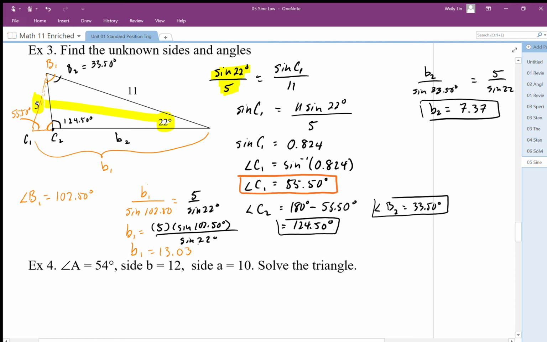So there are my three parts of the triangle: C1, angle B1, and length B1. Those three unknown parts are different from the parts I solved for in the black triangle. Because these are two possibilities, when we have angle, side, side, we always have to account for the fact that we have to solve for two triangles.